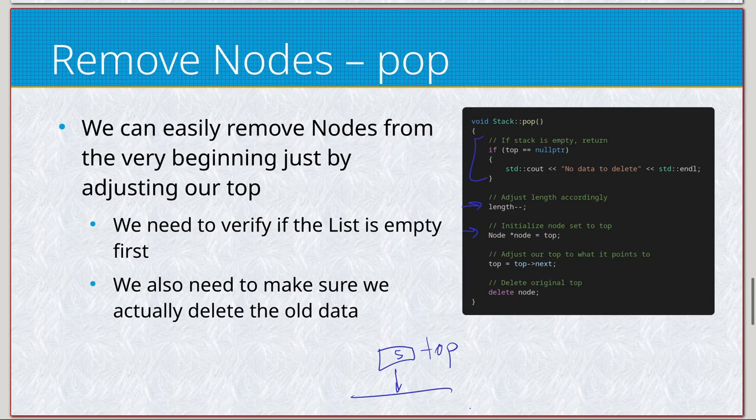Now with linked list, we had 6 different functions. It'd be inserting at the start, inserting at the end, inserting at a specific index. And then for removing, we had 3 more. That was removing at the start, the end, and also a specific index.